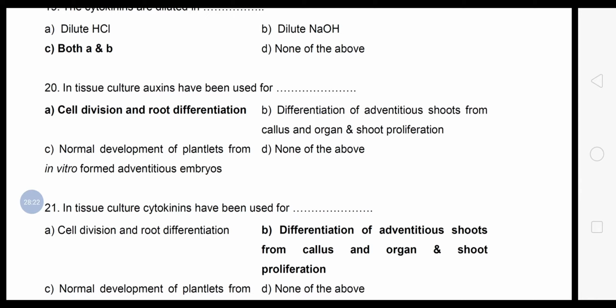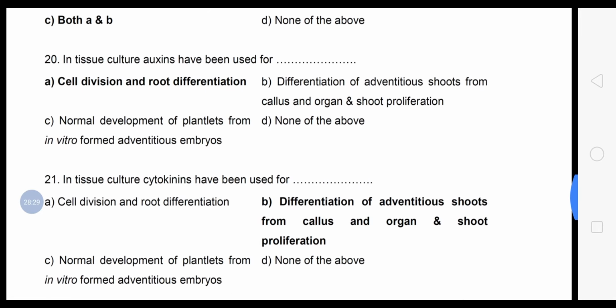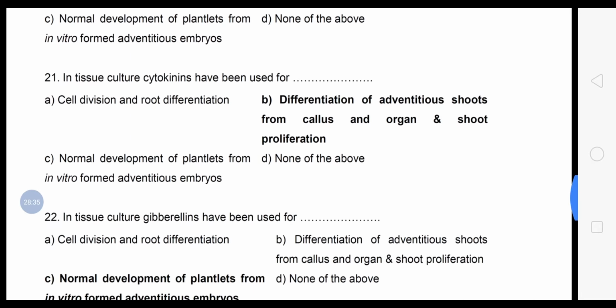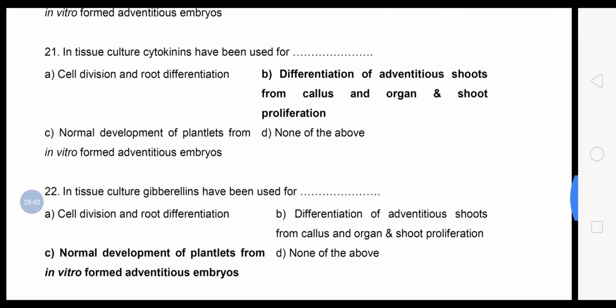In tissue culture, auxins are used for cell division and root differentiation. Remember, this is very important. In tissue culture, auxins are used for cell division and root differentiation. In tissue culture, cytokinins are used for differentiation of adventitious shoots from callus and organs, and shoot proliferation.